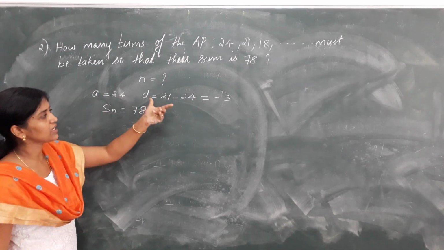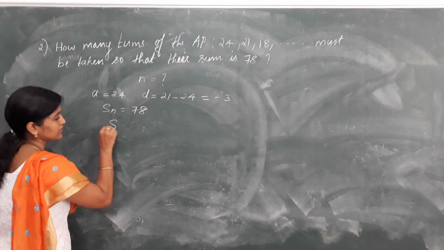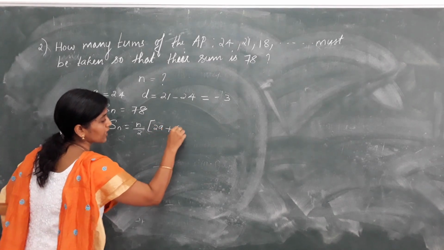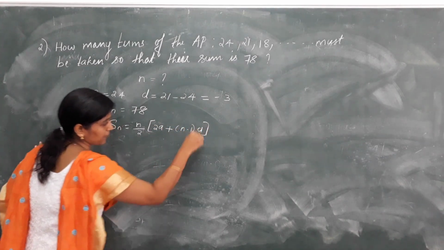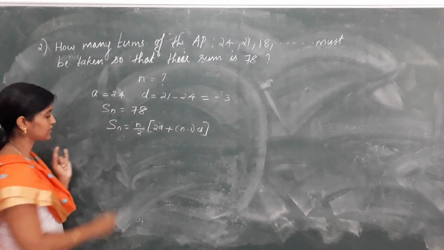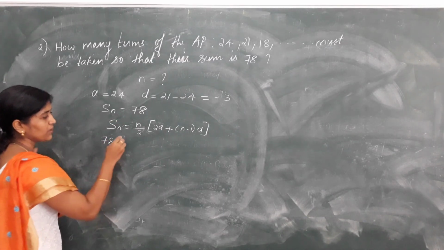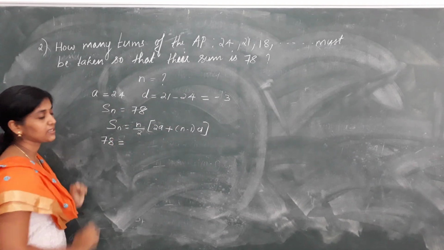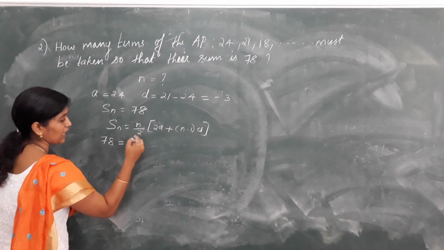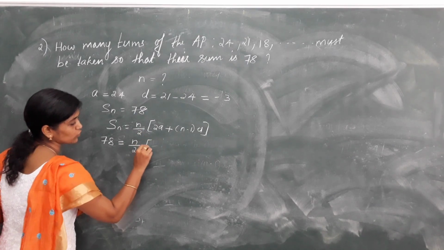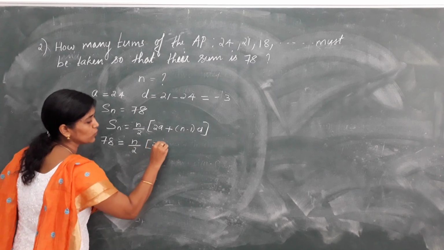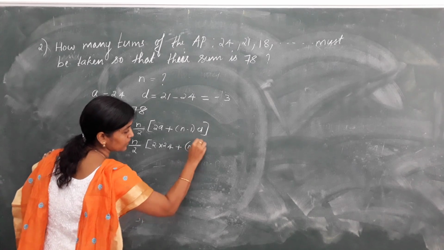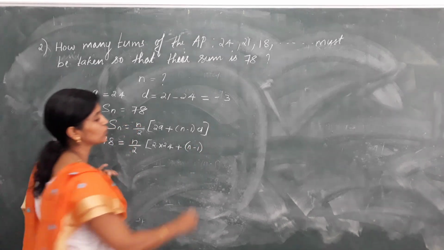Again, since A and D are given to us, we can use the formula Sn is equal to n by 2 into 2A plus n minus 1 into D. The sum is given, it is 78. So we have to find how many terms of this AP are taken so that the sum is equal to 78. So we have to find n. n by 2 into 2A, 2A means 2 into 24, plus n minus 1 into D. D is equal to minus 3.